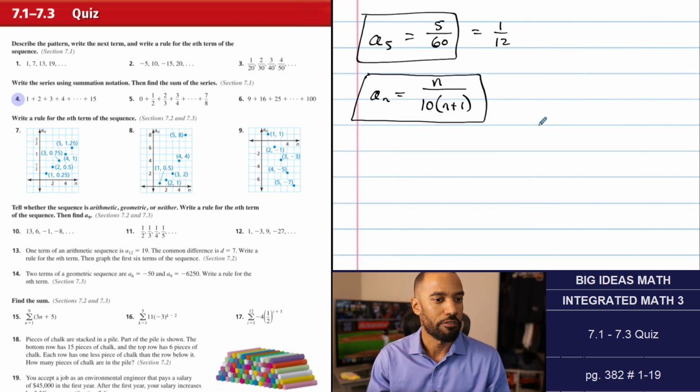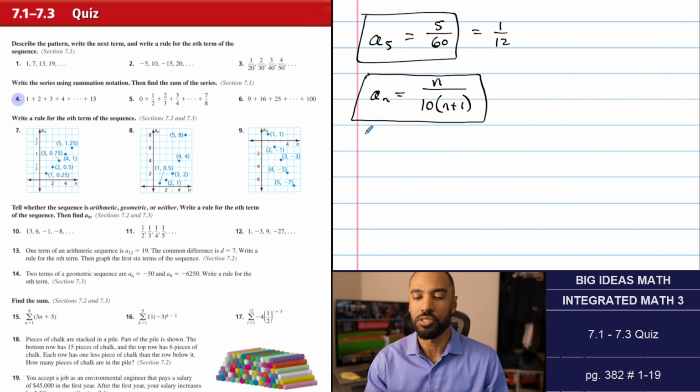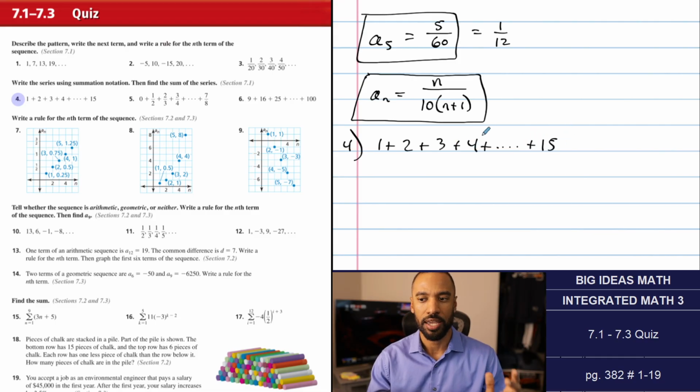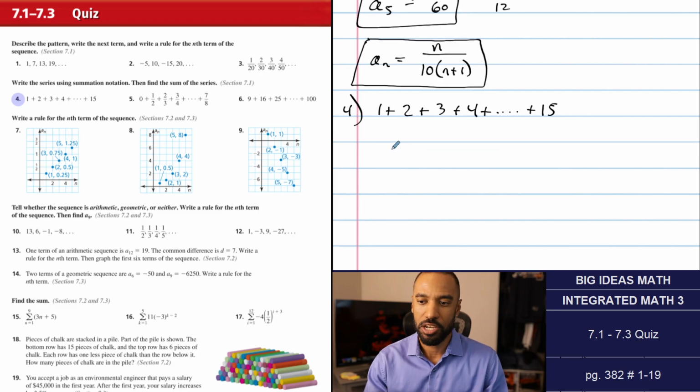Let's go to numbers 4 through 6. Write the series using summation notation, then find the sum of the series. So this is still part of section 7.1. We did introduce series here. We just didn't talk arithmetic and geometric series with their formulas. So summation, and these were, okay, I do remember now.